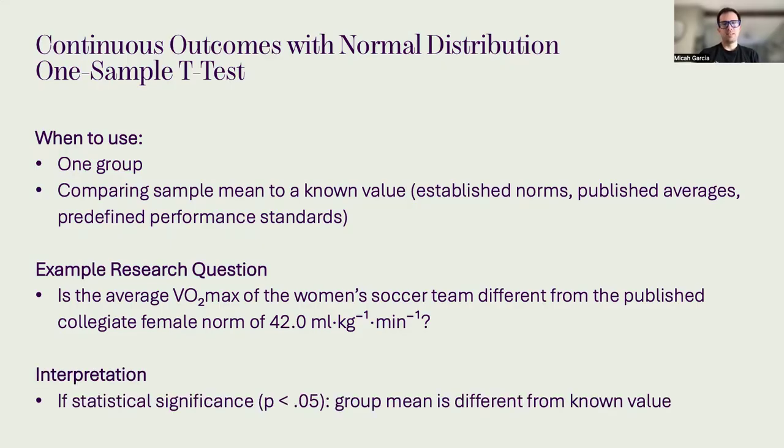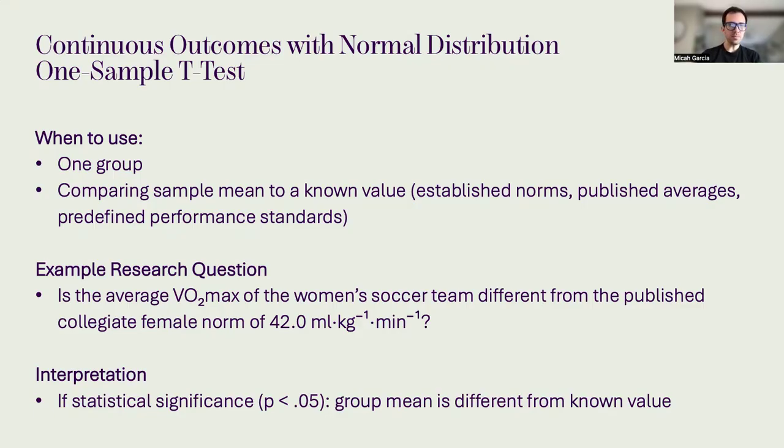When we analyze statistical tests, there's going to be a p-value that's reported. Essentially, if the p-value is less than 0.05, this means that there is a difference between the values. So we would say if the p is less than 0.05, there is a statistical difference. In this case, it would mean that the group mean is different from that known value we're comparing it to.